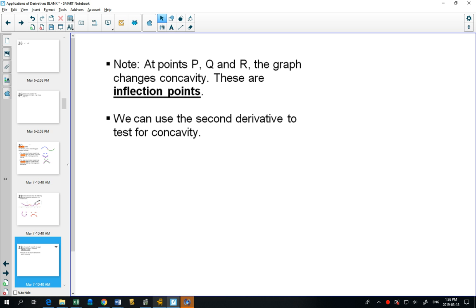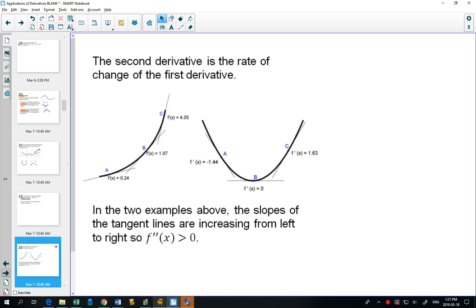So to help us graph things even better, we're going to graph maximum and minimum points, and we're also going to find these points where it changes concavity. And we can do that with the second derivative. So if the first derivative is the rate of change of the function, the second derivative is the rate of change of the first derivative.